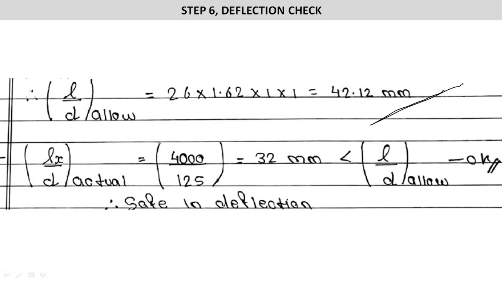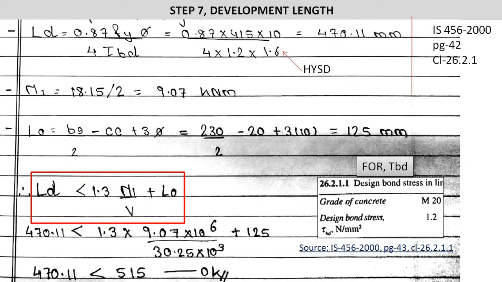Next we will find the actual deflection. For calculating the actual deflection, we do Lx by d actual. Lx, which means the shortest span, is 4000 divided by d, 125, which is 32 mm. So the actual deflection is less than the allowable deflection, which means 32 is less than 42.12, so it is safe for deflection. There will be no failure due to deflection. So it is okay and it is safe.